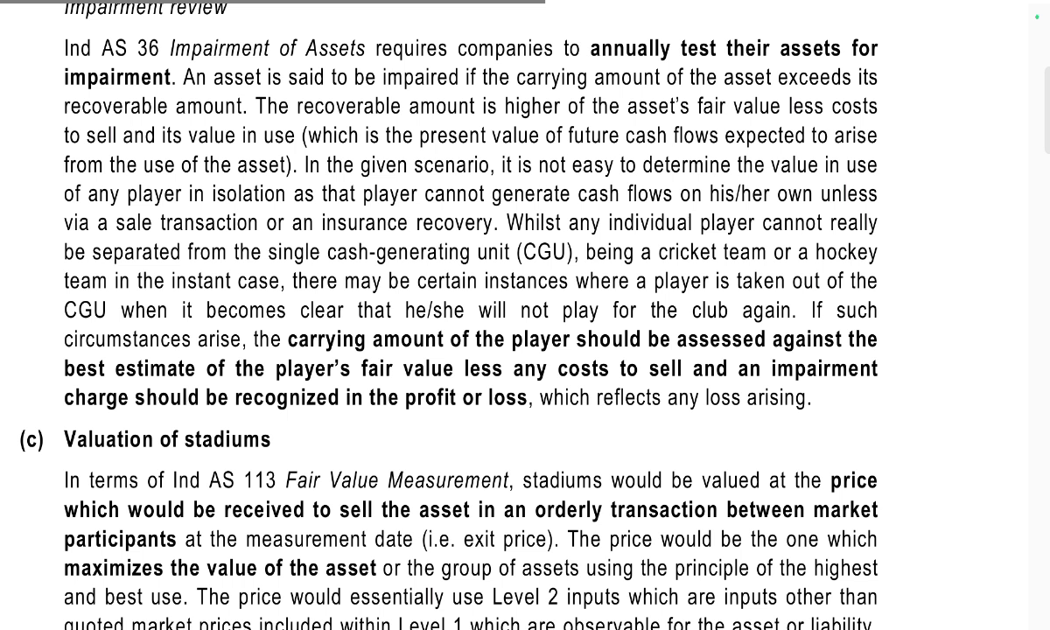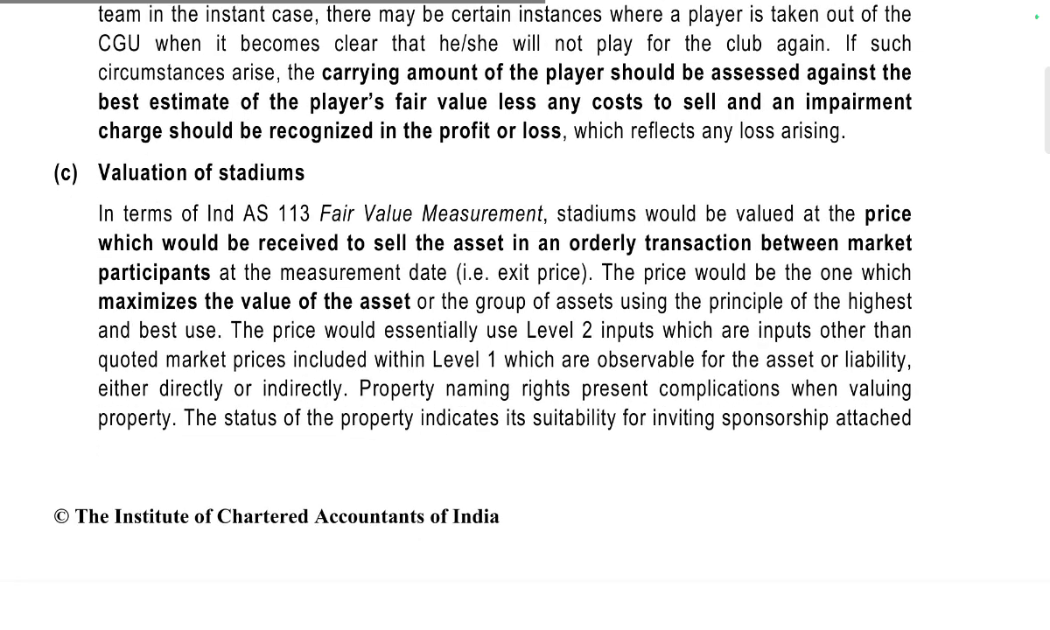Any individual player cannot be viewed separately from the single cash generating unit (CGU), being a cricket team or a hockey team. In the instant case, there may be certain instances where the player is taken out of the CGU, and when it becomes clear that he or she will not play for the club again, it is recommended that the carrying amount of the player should be assessed against the best estimate of the player's fair value less cost to sell. The impairment charge would be recognized in profit and loss, reflecting any arising losses.